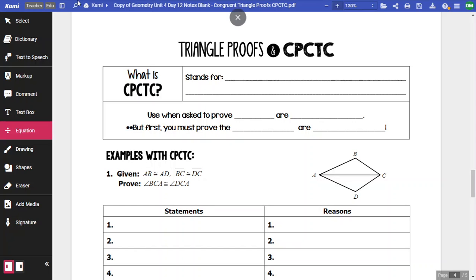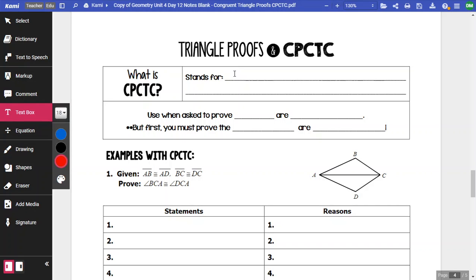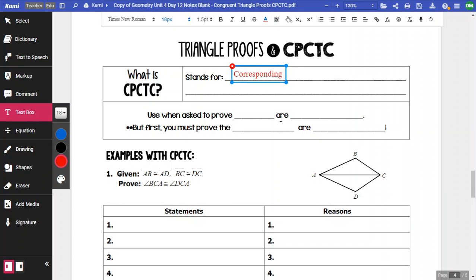So to jump in here, we've got CPCTC. I mentioned this before back when we were naming congruent triangles. I mentioned that we had to name them in the right order, and this is why. So this stands for corresponding parts of congruent triangles are congruent.